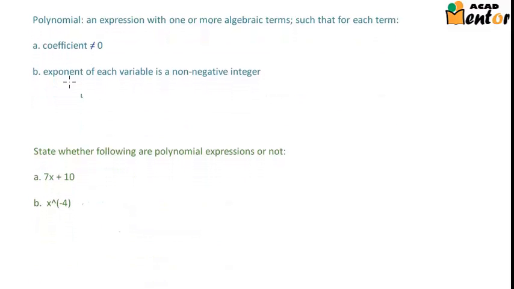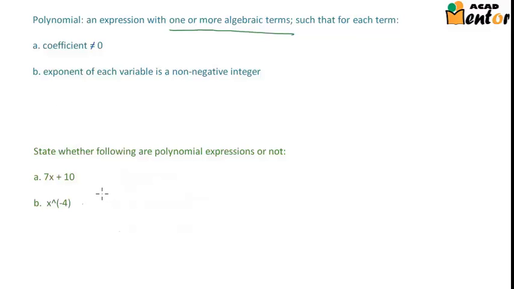So a polynomial can be defined as an expression with one or more algebraic terms, such that for each term there are two conditions that must be satisfied for that term to be part of a polynomial. The first condition is that the coefficient of the algebraic term is not 0, and the second condition is the exponent or power of each variable is a non-negative integer. So if we have a variable that has a power of negative integer or fraction or an irrational number, then that will not form a polynomial.